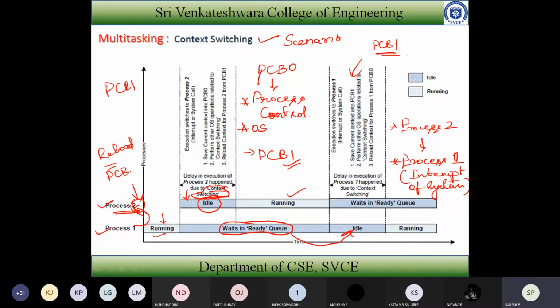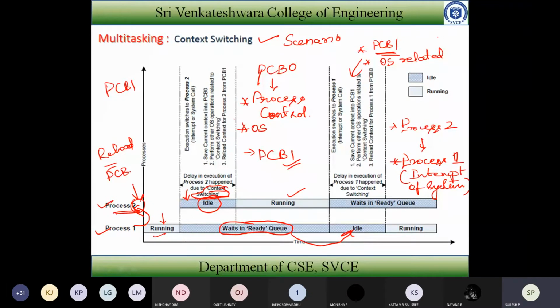Next, what operation does it have to do? It has to perform other OS operations related to context switching, like where a particular register has to be saved. If it has dynamic memory, it has to be stored in the heap. Where the code memory has to be saved and at which address, those things have to be taken care of by your OS during the context switching.